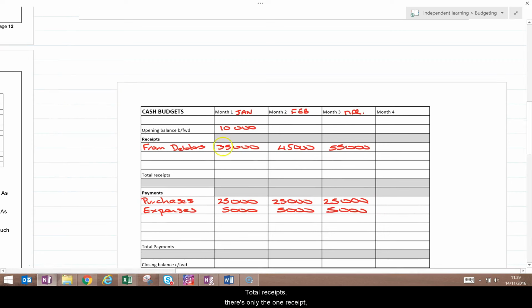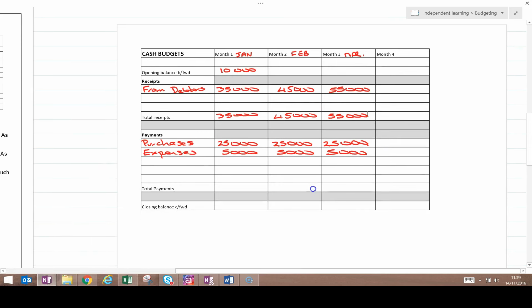So total receipts, there is only the one receipt, so that's 35,000, 45,000 and 55,000. Total payments, 25,000 plus another 5, 30,000. The same for February and the same for March. So now we need the closing balance. So the opening balance in January, £10,000.